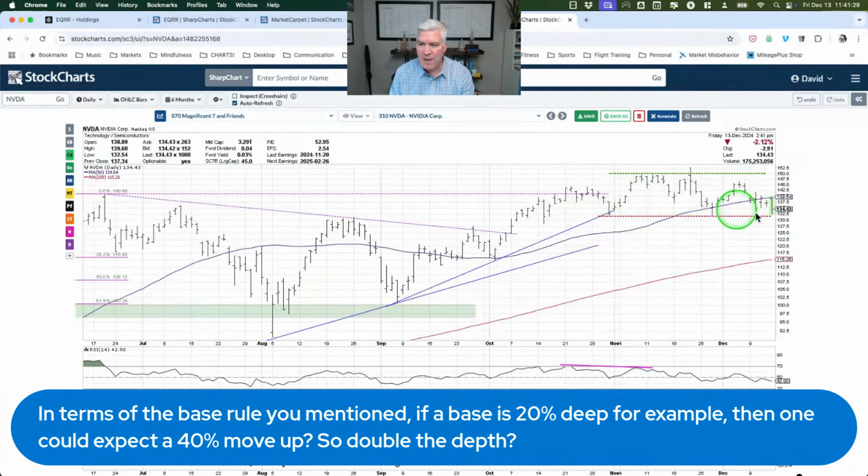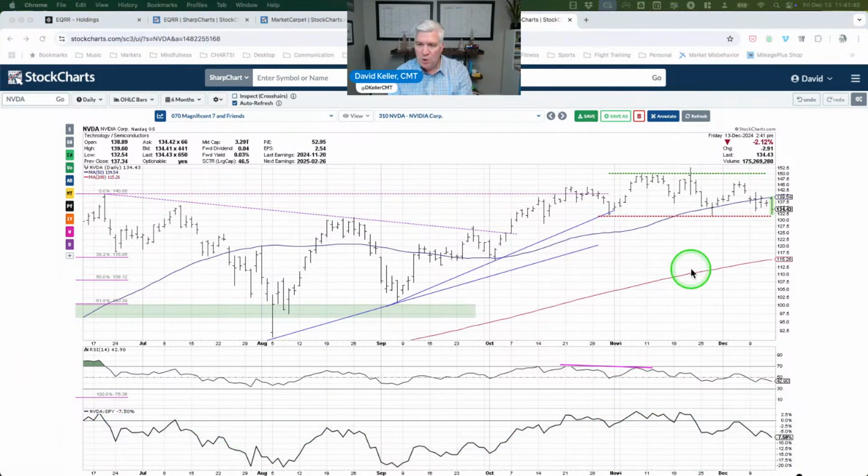NVIDIA is in a basing pattern. There are a number of things that are in that sideways basing pattern. Might have been Bitcoin or something. I forget what we were talking about when this question came in, and I apologize. I didn't remember that. And maybe I misspoke, or maybe I didn't make it very clear.